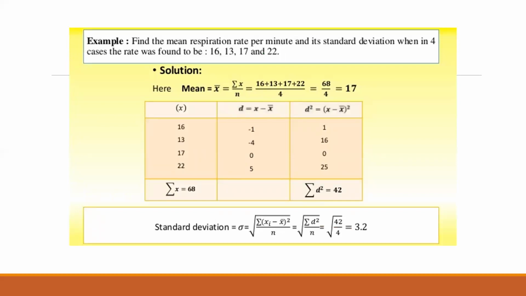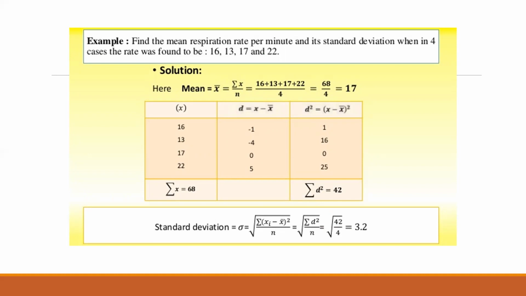In the next example I will explain a high standard deviation. Here we are given the population. Find the mean respiratory rate per minute and its standard deviation when, in 4 cases, the rates were these values: 16, 17, 22. The mean is calculated by sigma x over n, and it comes out to be 17.